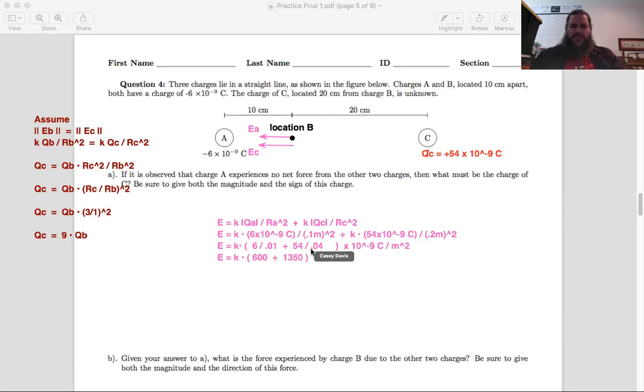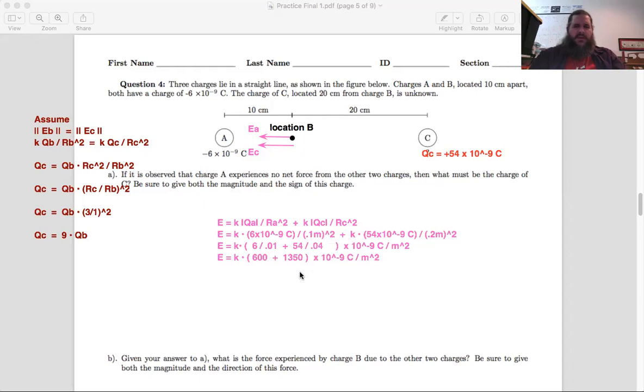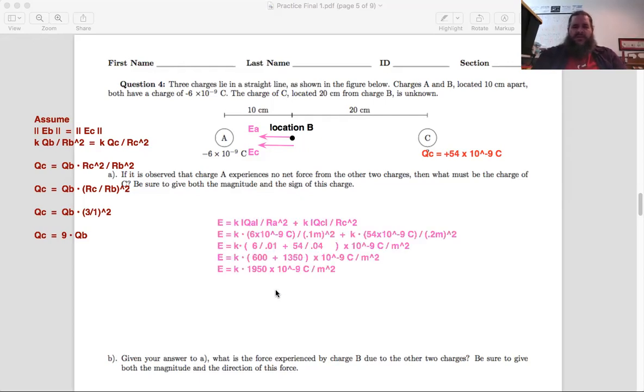Does that look right for 54 over 0.04? Yeah, 1,350. Okay, sounds good. And then we add the 600 to that from the 6 over 0.01. And we get K times 1,950 times 10 to the negative 9 coulombs per meter squared. So that's the electric field. Any questions on that so far?